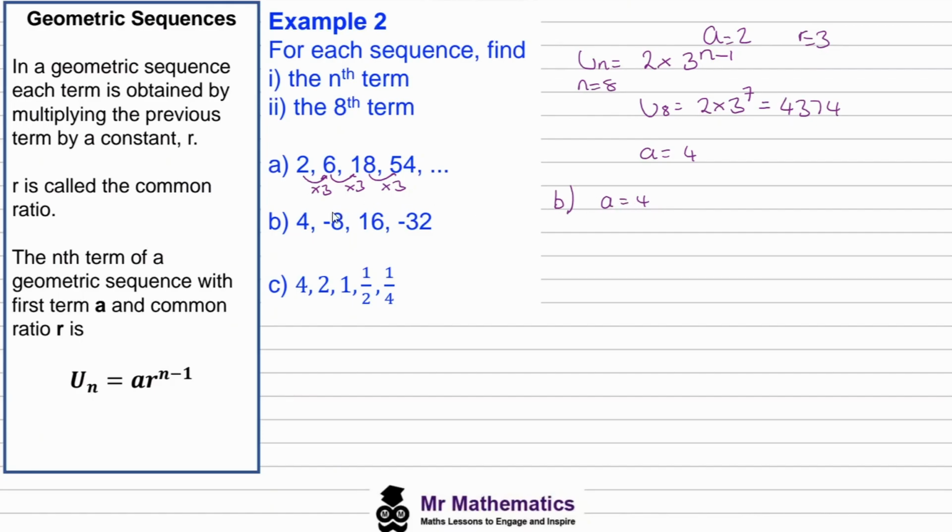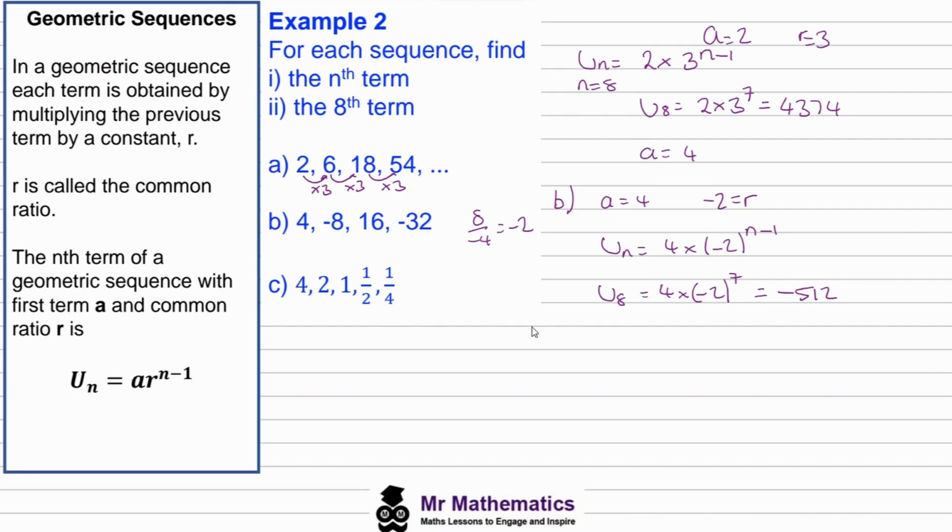For question B, well, the nth term, we know our a value is given as 4, and we can work out the common ratio by dividing the negative 8 by 4. So negative 8 over 4 gives us the r of negative 2. So this is our common ratio. So the nth term, un, will be a multiplied by r to the power of n minus 1. And it's a good idea to write this negative in brackets. So the 8th term will be 4 multiplied by negative 2 to the power of 8 minus 1, 7, and this gives us negative 512.